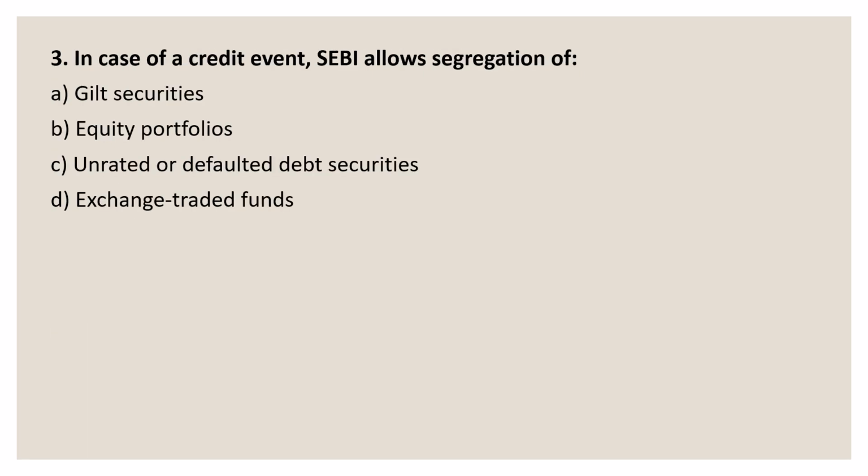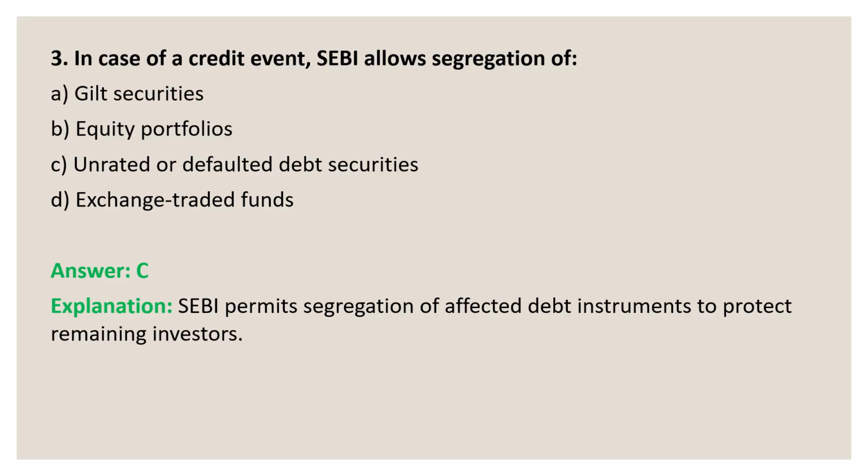Next question. In case of a credit event, SEBI allows segregation of option A, gilt securities; option B, equity portfolios; option C, unrated or defaulted debt securities; and option D, exchange traded funds. Correct answer is option C, unrated or defaulted debt securities.